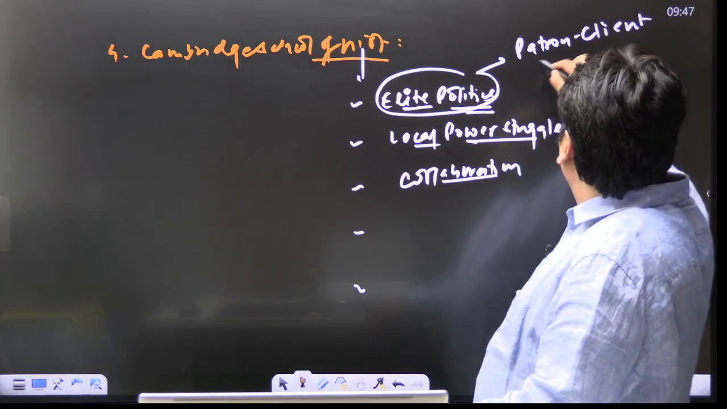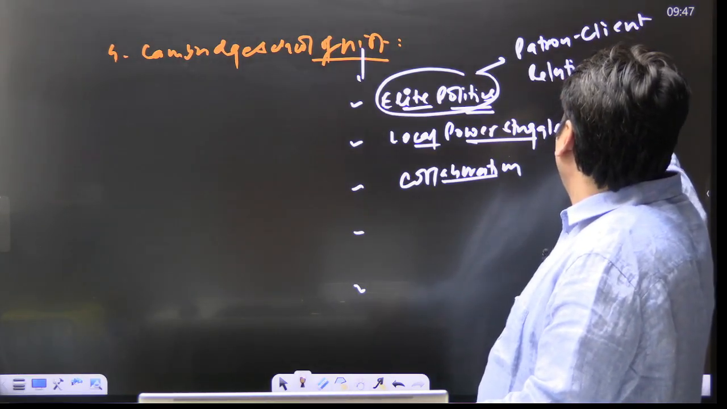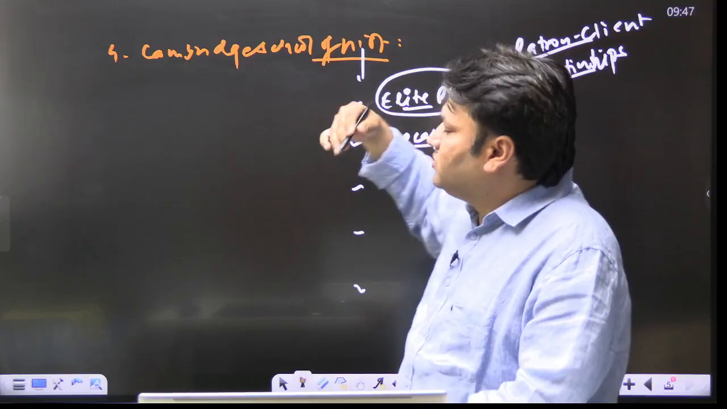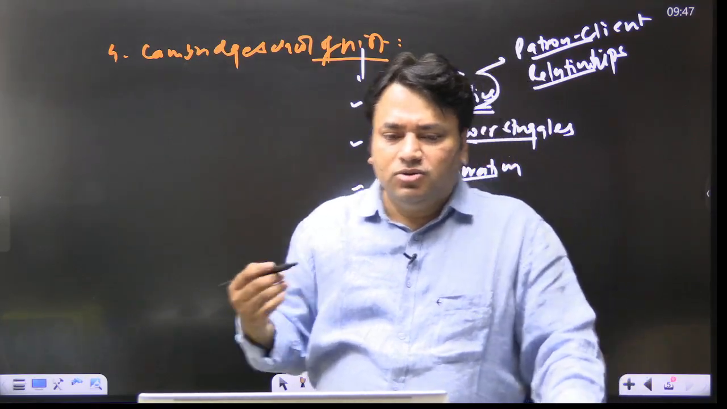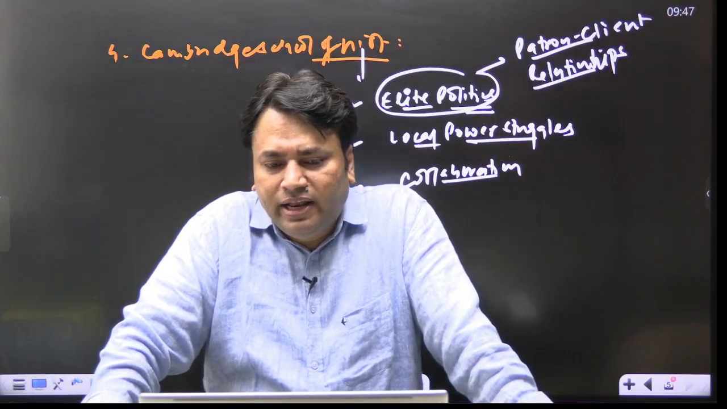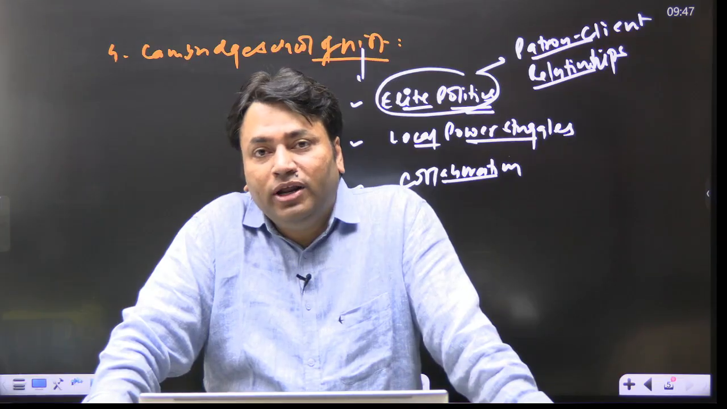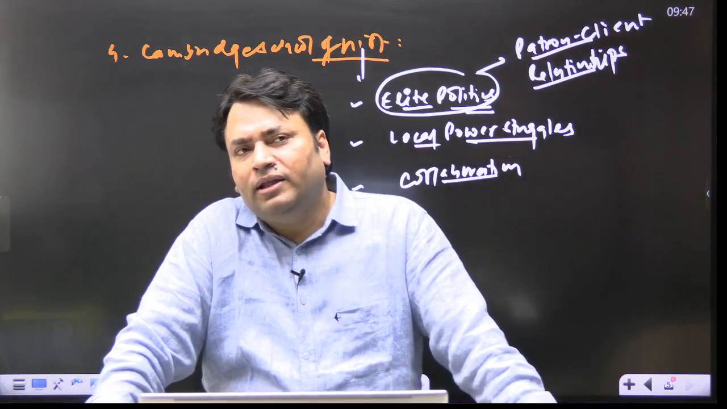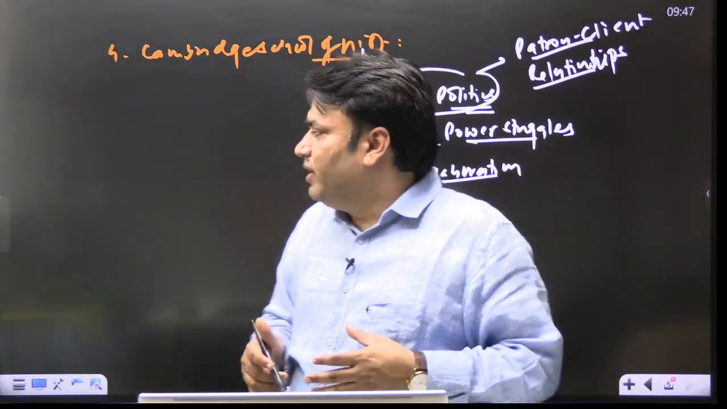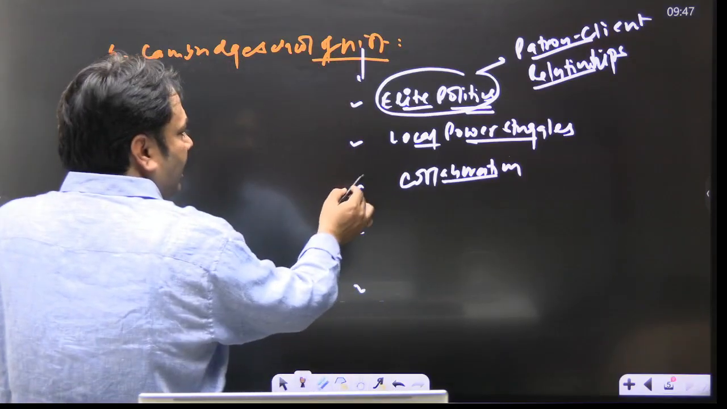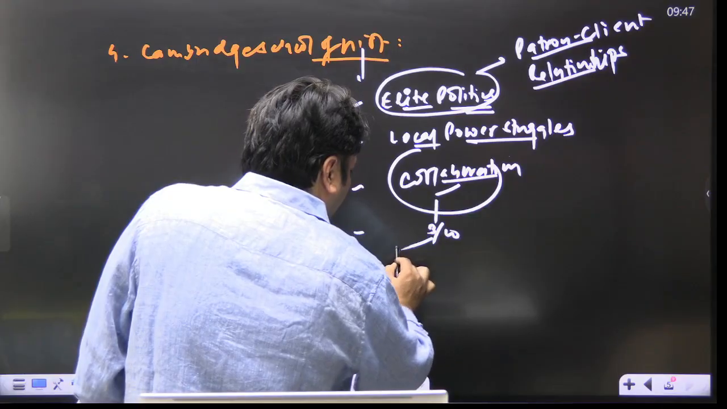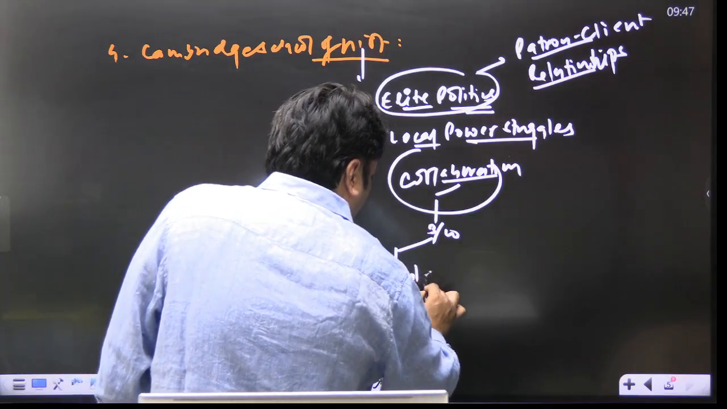Patron-client relationships. It means that the same things we will explore in the case of the French, English and Dutch also. So this is the basic idea. They are focusing on patron-client networks, exploring local politics, and trying to explore the collaboration between the colonial rulers and local elites.